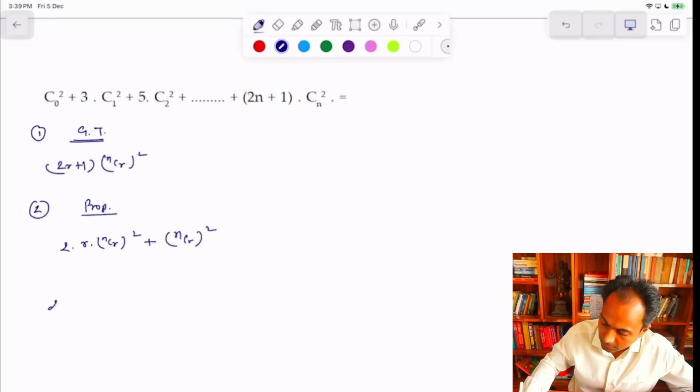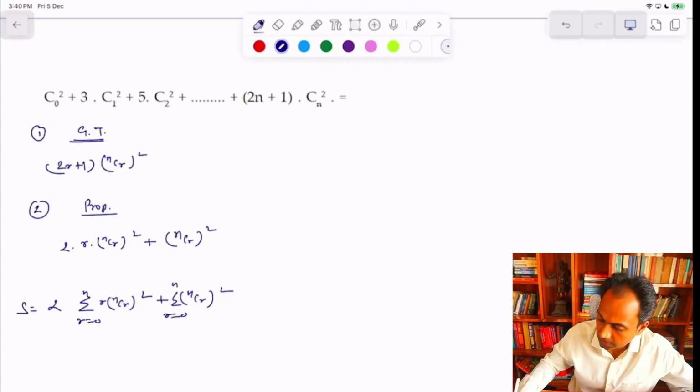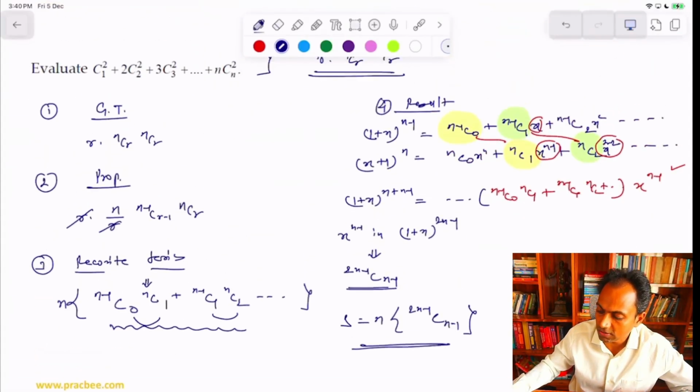So what is the property? See, if you are applying summation over it, r (nCr) whole square, you will get your series. The value of r that you are starting with is 0. You will go till n. Here also we are starting with 0, will go till n. So now this is the series that we just solved. This is the series that we just solved, which we did above.